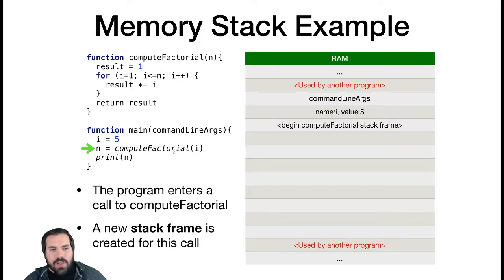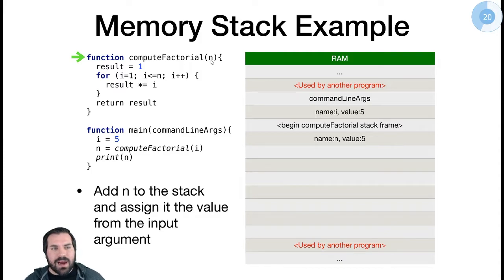So we're going to call this method. Whenever we have a method call, we create a stack frame. A stack frame is an isolated environment that can only access the stack memory within that frame. So once we get to this compute factorial call, we're going to create a brand new stack frame. We're going to create the parameter variables, in this case just one, n. We're going to create that parameter variable, put that on the stack, and assign it the value of the argument, in this case i. So what's i?